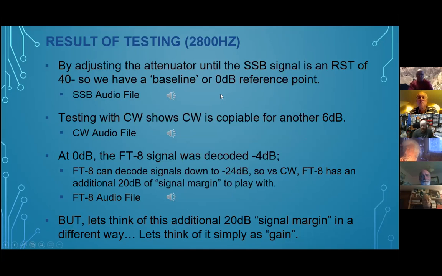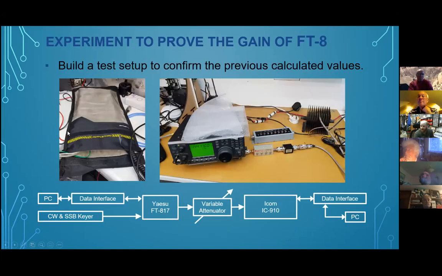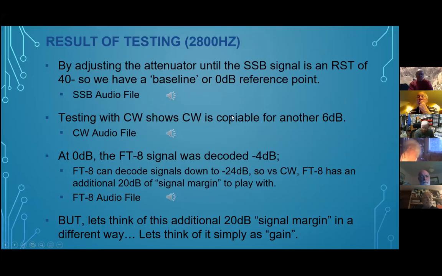So as I say, that was sent from a voice keyer through that setup, which was into the 817 on the left, and it was recorded from the 910 on the right. So that's what the SSB level was like. For the same attenuation level, this is what CW sounded like.